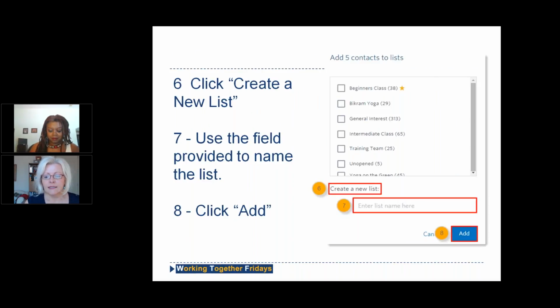Then we're going to select Create a New List. And number 7 is, you're going to type in the name of the list right there. So call it something that's probably going to be a temporary list, something very descriptive that you know what it means. And then click number 8, Add, which essentially adds those 5 people to this new list that you created right here in this screen. Next slide.